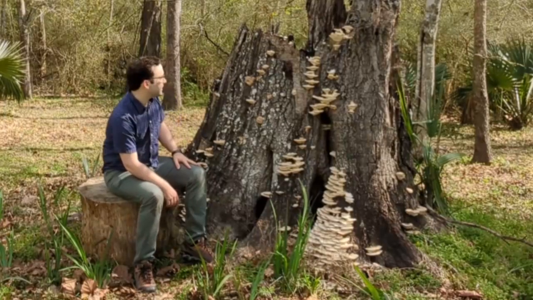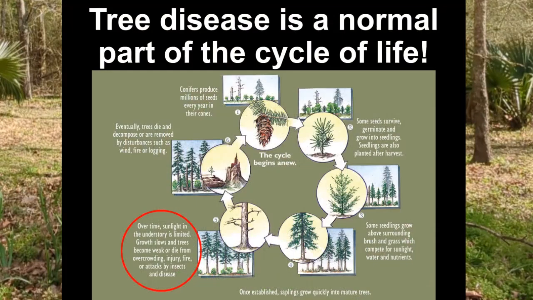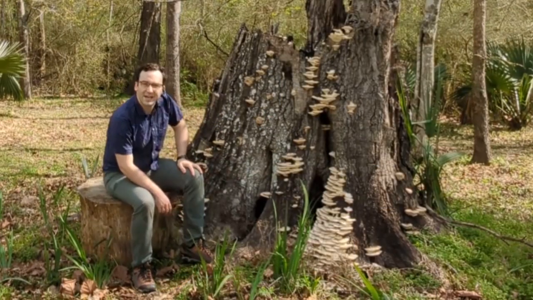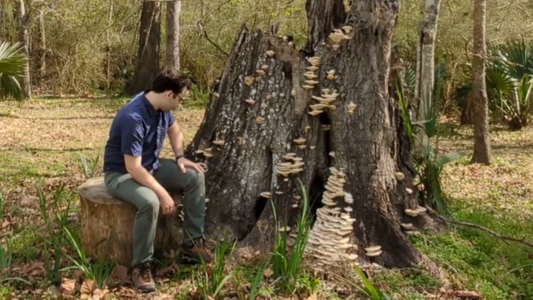Both of those things are very important to the cycling of the ecosystem, to returning trees from being alive to being dead to breaking down and returning to the soil through the process of decay. And these beautiful fruiting bodies are doing exactly that, breaking this tree down and returning it to the soil.